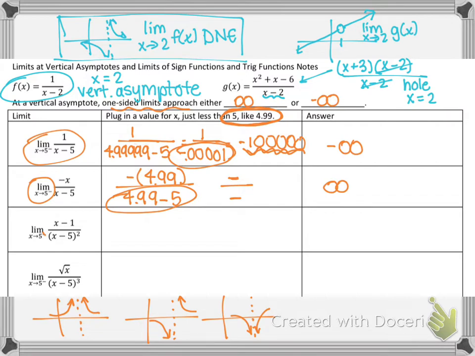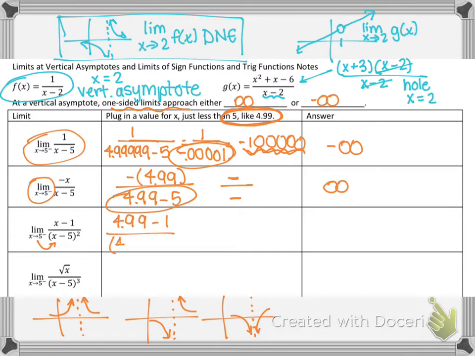Okay, next one. It's important to identify that we have a vertical asymptote. And we do have a vertical asymptote because there's no algebra I can do to cancel out that factor. So I'm stuck with this undefined expression because when I plug in a 5 in the denominator, I would get a 0. But again, let's just see if our graph is going to approach positive or negative infinity.